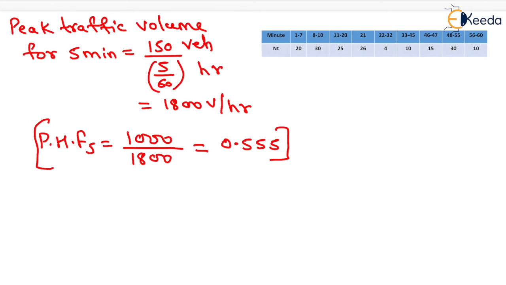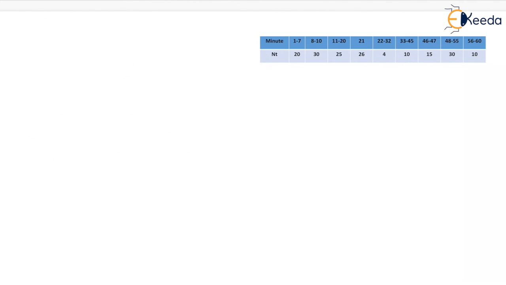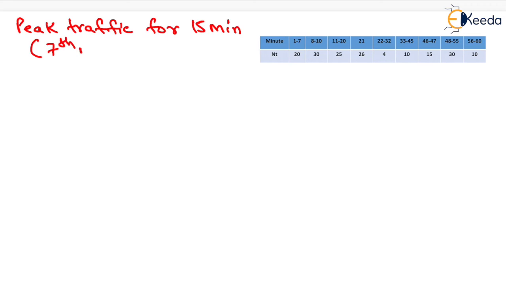Now we have to determine the peak hour factor for 15 minutes. So the peak traffic volume for 15 minutes. Now we have to select the time interval, that is the consecutive minutes in which the maximum number of vehicles is flowing in 15 minutes. So that time interval is from the 7th minute to the 21st minute.